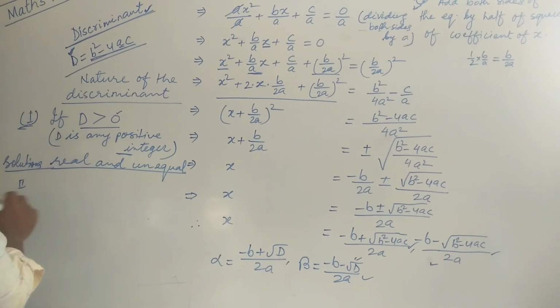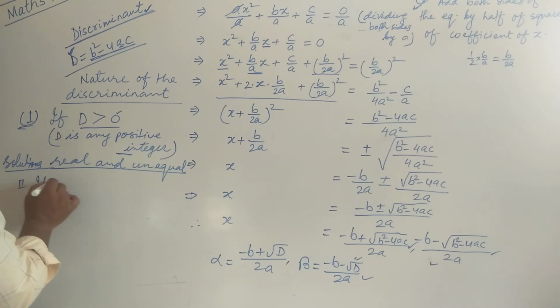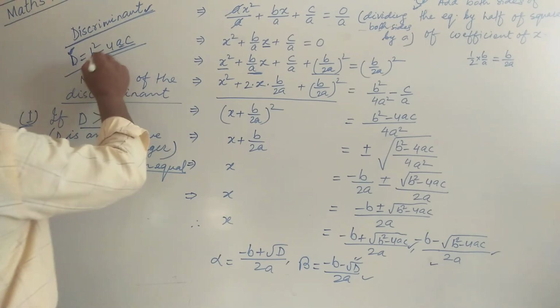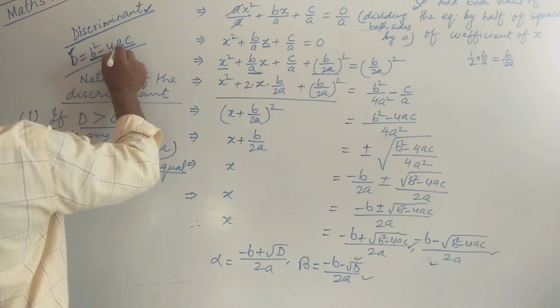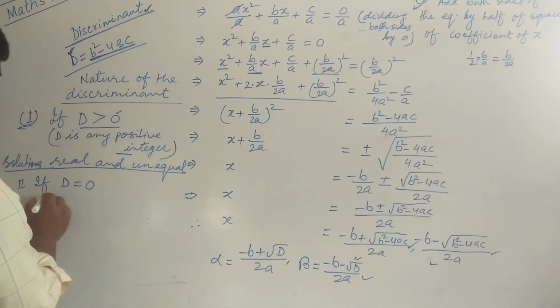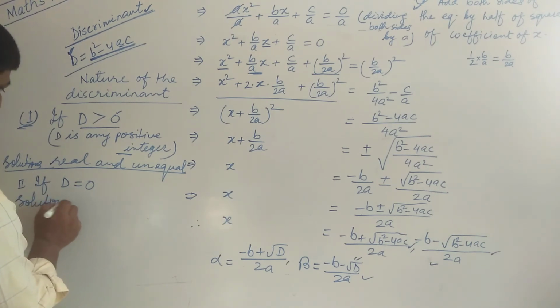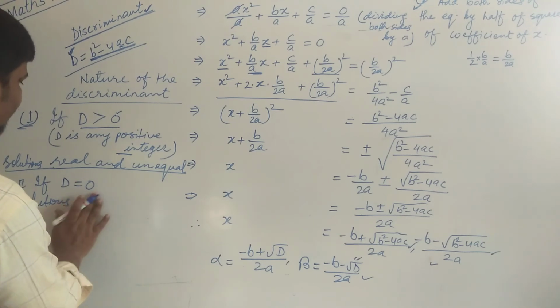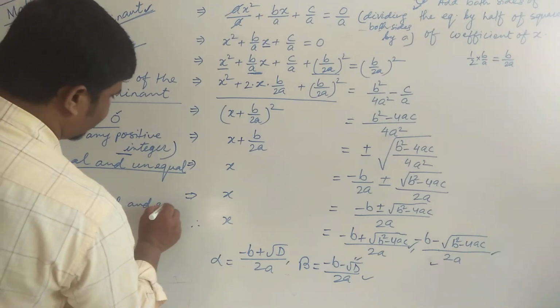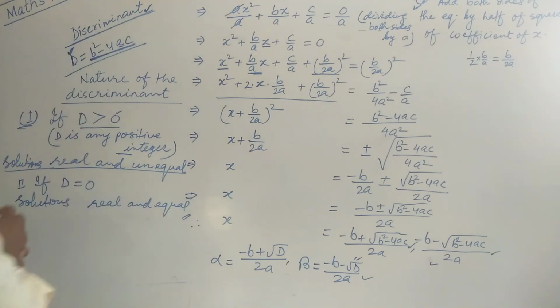Second nature, if D is equal to 0, meaning when you calculate after putting b, a and c and you get the value 0, then D will be 0. If D is 0, then what will be the solutions? Solutions will be real and equal. This is the second nature.